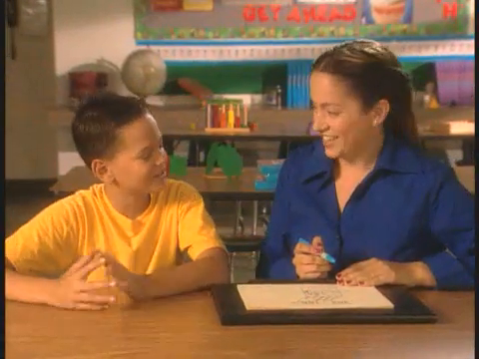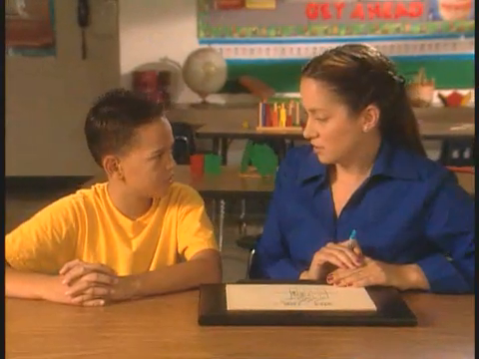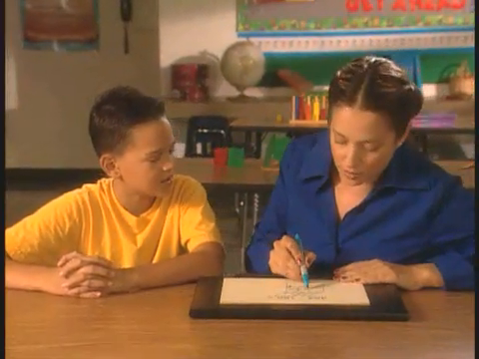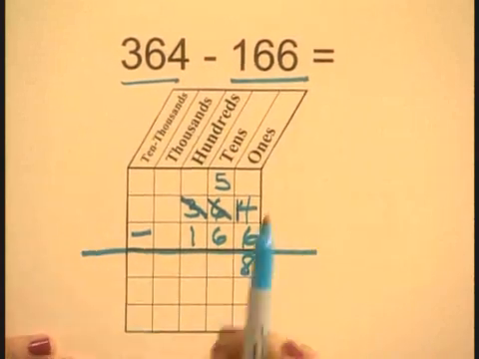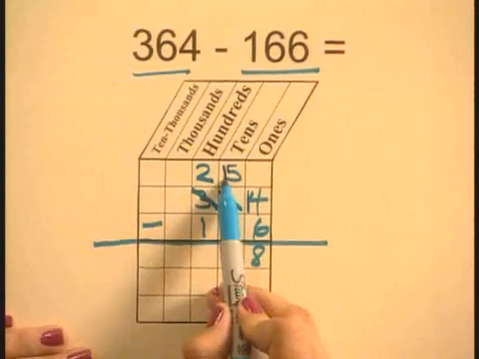No, 5 is, again, smaller than the 6. Exactly. So what does he need to do? He needs to go to the 3. Exactly, and he's going to borrow 1. So now Mr. 3 becomes Mr. 2, and Mr. 5 becomes Mr. 15. It's also called regrouping because it's like you're making a new group of numbers.